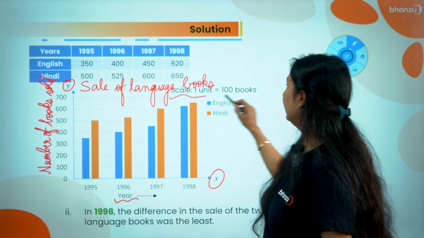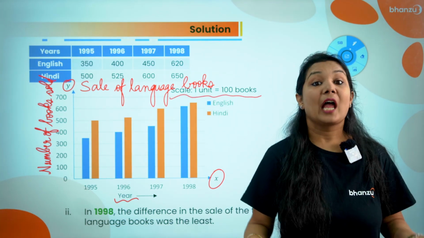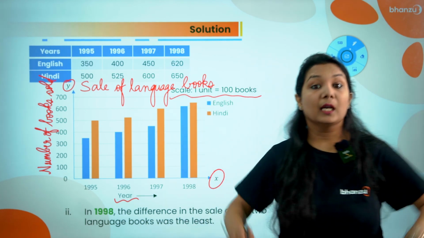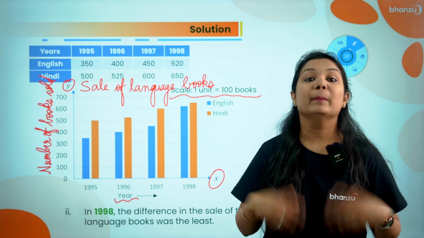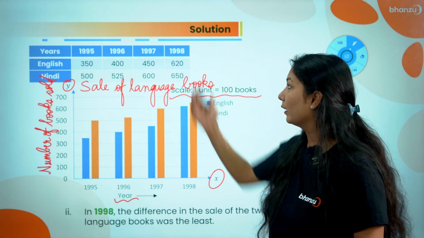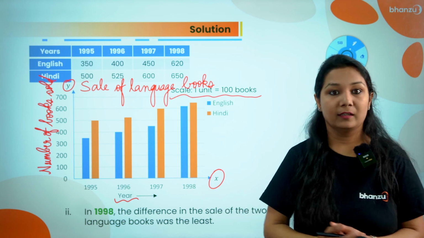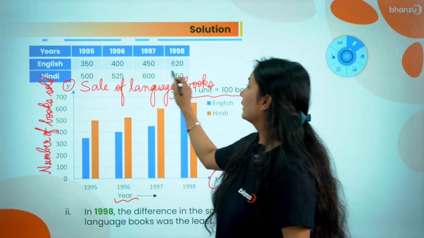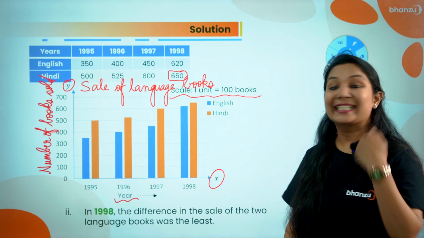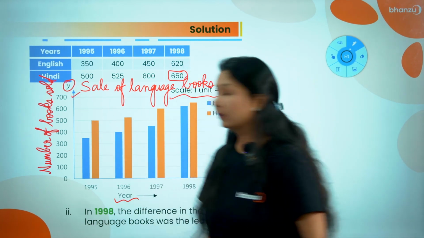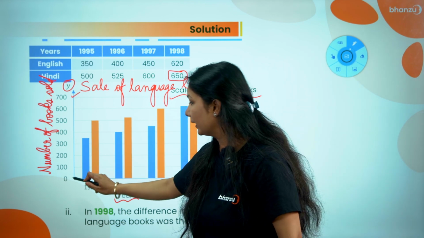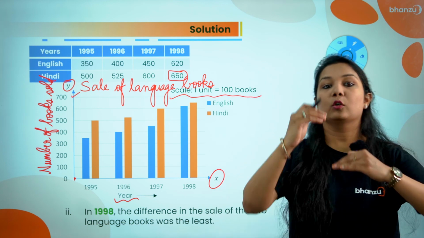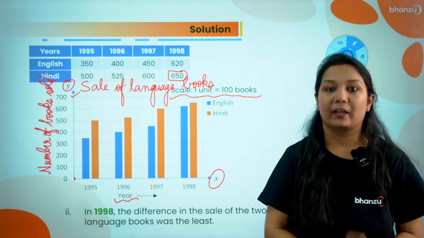Then take the scale, 100 books. Why are we taking 1 unit equal to 100 books? See the numbers given. They are bigger numbers, multiples of 100 also. Right? 400, 600 and all, 500. So if you take a gap of 100, it would be easy for us. And because the highest value is 650, we are going till 700. Right? Starting from 0, take equal gaps of distance between 0 to 100, 100 to 200 and go till 700.